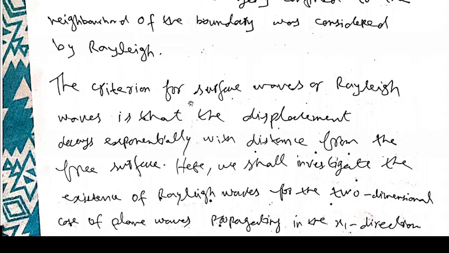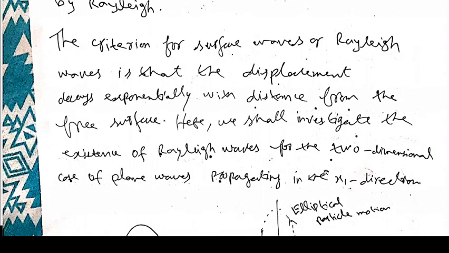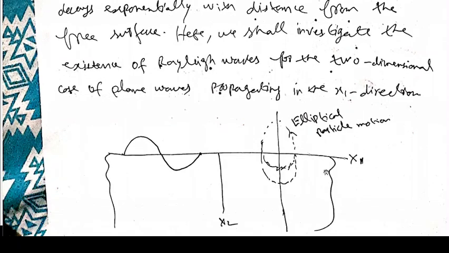Here I have written that the criterion for surface waves or Rayleigh waves is that the displacement decays exponentially with the distance from the free surface. Now we shall investigate a two-dimensional Rayleigh wave, and we will suppose that it propagates in the x1 direction. This is some geometry of this wave: the wave moves like this along the x1 direction, and here you can see the form of an ellipse.